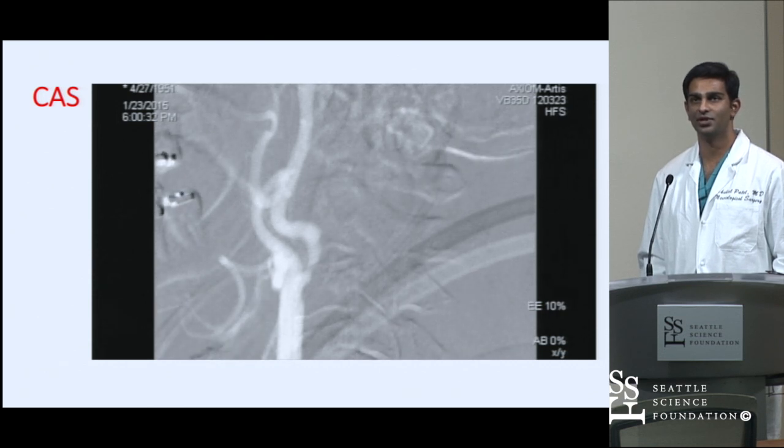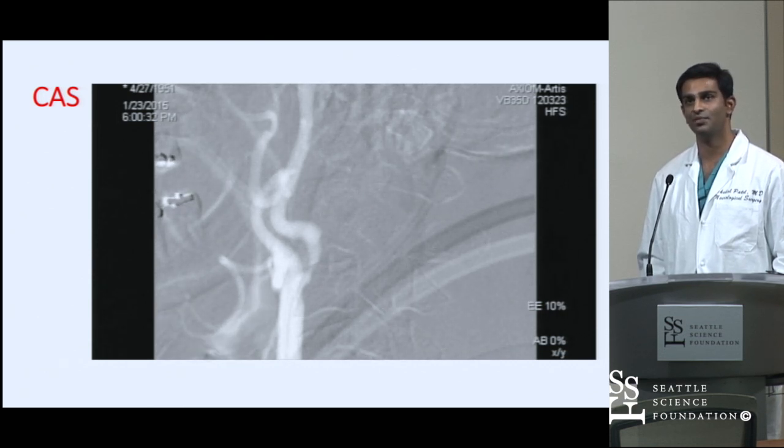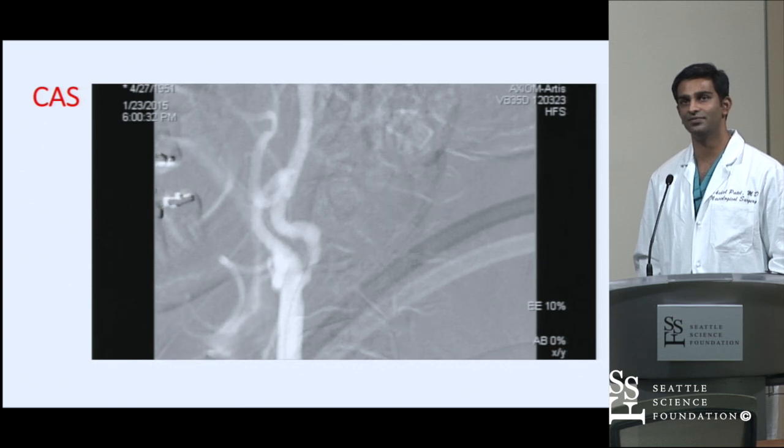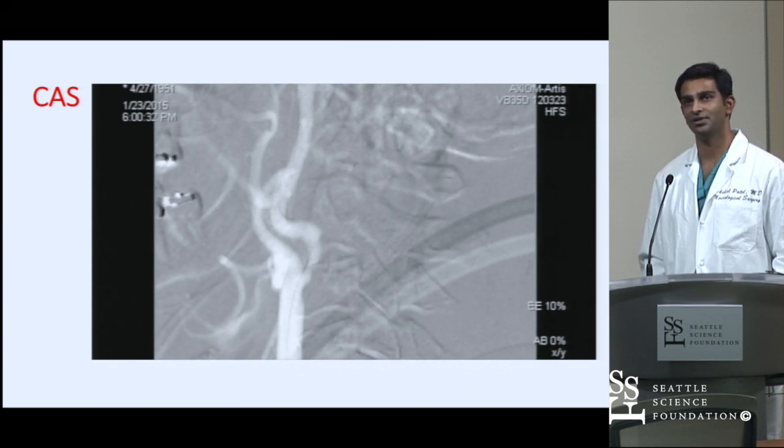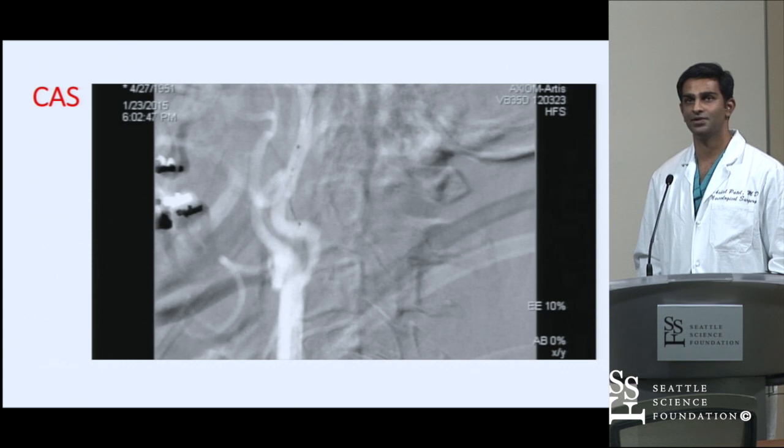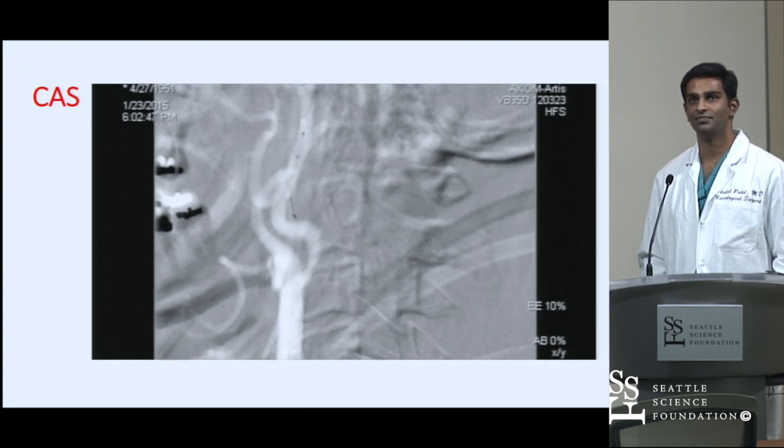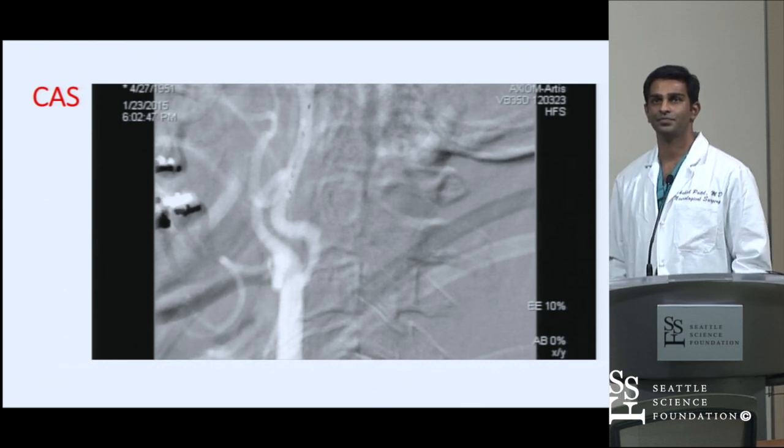It's pretty clear and pretty evident where it is. Look at how the patient's moving. They're awake. I usually know where the plaque is. It's C3. Here's the wire coming past it, sped through that part. Here's the distal protection device going up.